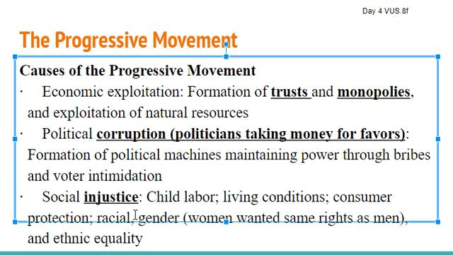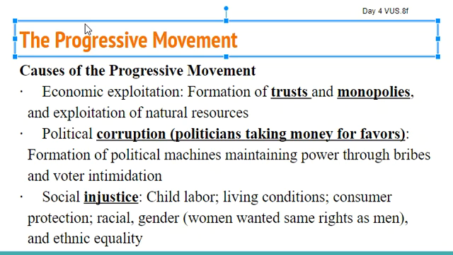They wanted racial, gender, and ethnic equality. So during this time, if you were African American or if you were an immigrant, you weren't going to be treated very well. You weren't going to be equal. Same thing for gender. Women were not treated as well as men. Children and women got paid very little, much less than men. Women wanted the same rights as men. So a lot of people didn't like these things, so they started fighting to try to fix all this stuff. They wanted progress, they wanted to go forward, they wanted a better United States.